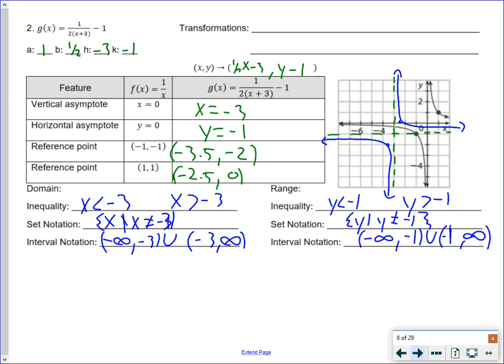And if you look at the graph, you figure out your domain will be x is less than -3, your h, or x is greater than -3. And that's what you get for set notation and for interval notation. And for the range, your range should be y is less than -1, or y is greater than -1. And that's your k value, so it's every value except for k.